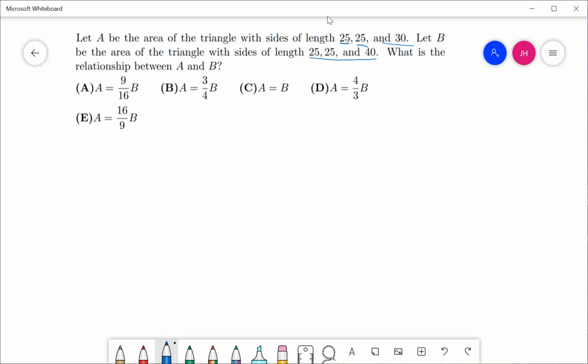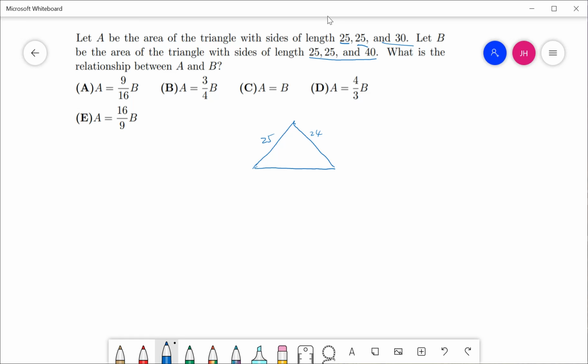Okay, let's draw a simple diagram. So A represents the area of an isosceles triangle with sides 25, 25, and 30. Let's call the area of this triangle A. So that's 25, 25. I'll leave the 30 out, and I'll relabel that later on, and you'll understand why.